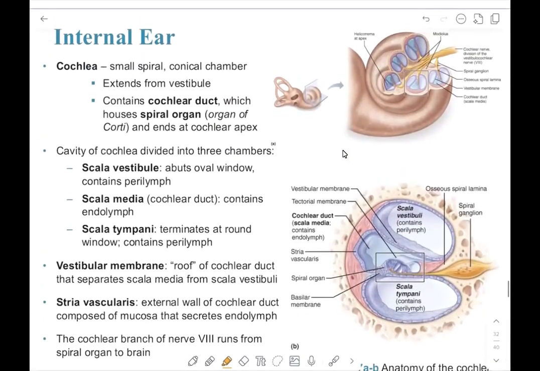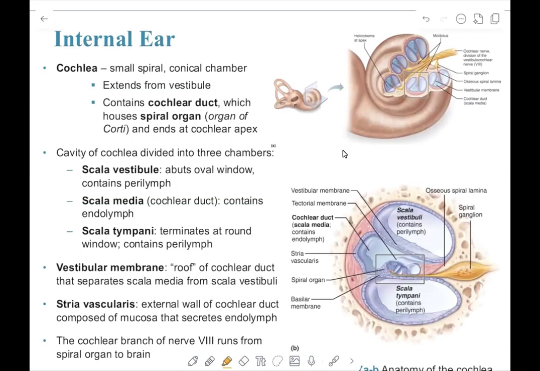The third part of the inner ear is the hearing part, and it's the cochlea. So it's a small spiral. It almost looks like a conch shell. It extends from the vestibule, and within the cochlear duct, there is what's called the organ of Corti or spiral organ of Corti. You can refer to it either way. But what's important about it is it's where the hearing receptor is located. So just like for the vestibule and the semicircular canals, we talked about the receptor for it. This is also the receptor for hearing, the spiral organ.